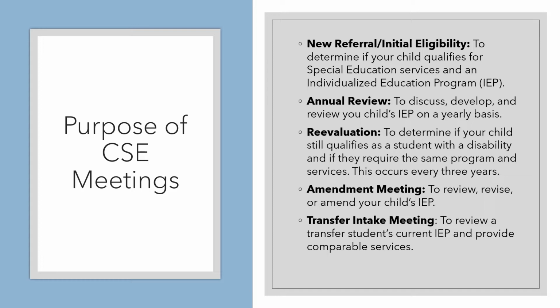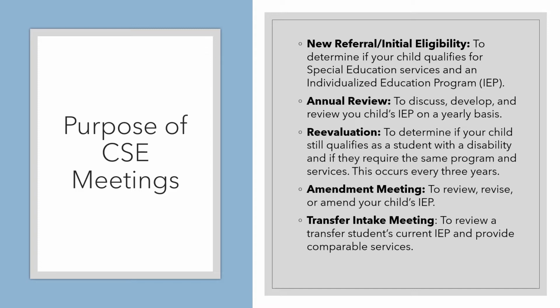The purpose of a new referral or initial eligibility meeting is to determine if your child qualifies for special education services in an individualized education program or IEP. The purpose of an annual review is to discuss, develop, and review your child's IEP on a yearly basis. The purpose of a reevaluation is to determine if your child still qualifies as a student with a disability and if they require the same program and services. This occurs every 3 years and includes a school psychologist who completes up-to-date testing or records review.